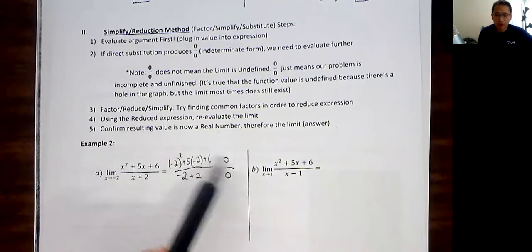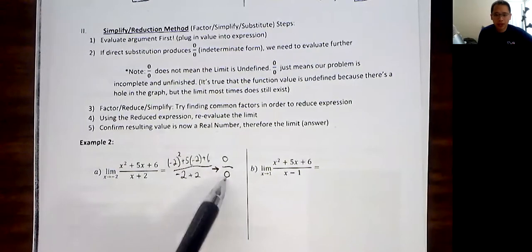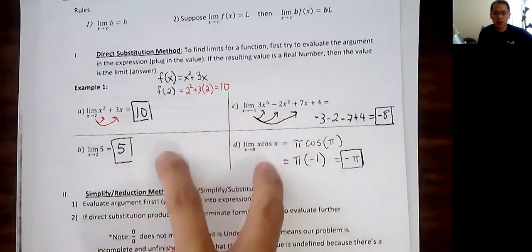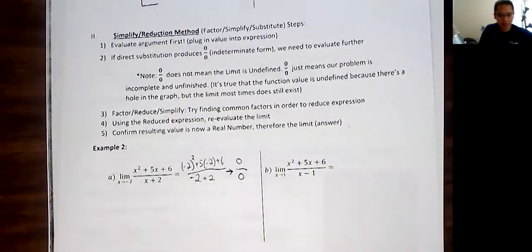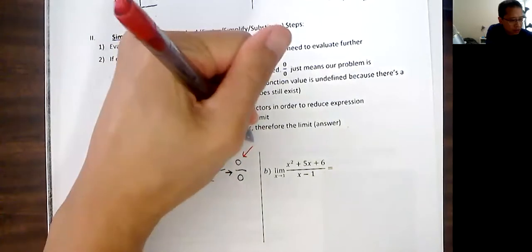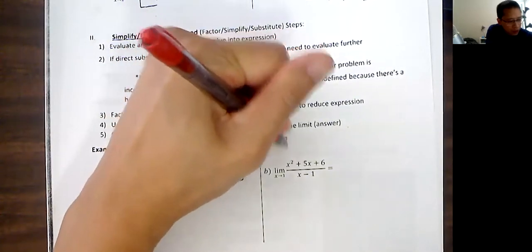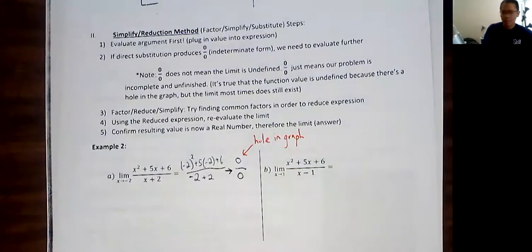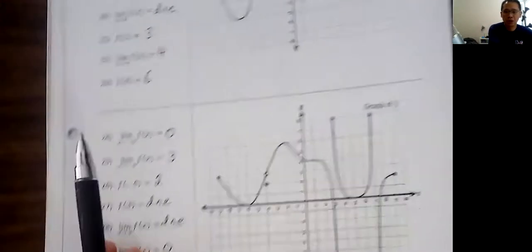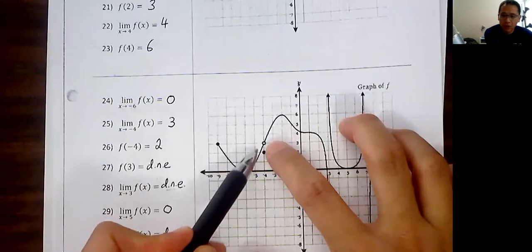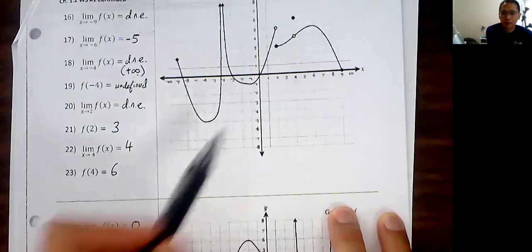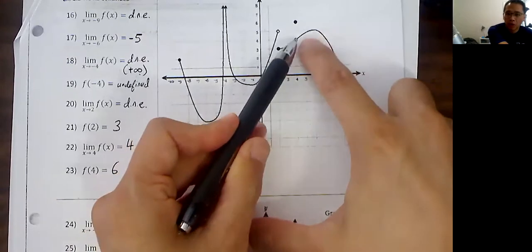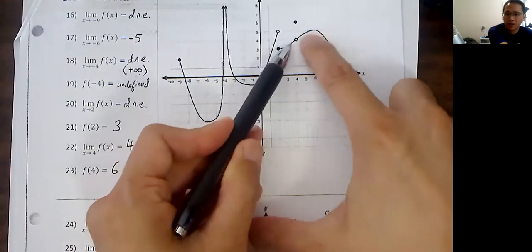Okay, so now we see 0 over 0. We know that there's something wrong here, right? It doesn't quite give us what we were seeing from before. So this means that there's a hole in the graph. Okay, so whenever you see 0 over 0, you know that there's a hole in the graph. And we know that when there's a hole in the graph, the function doesn't exist at that point, but the limit does, right? We saw from previous graphing that if there's a hole in the graph, the function doesn't exist at that point, but the limit does.